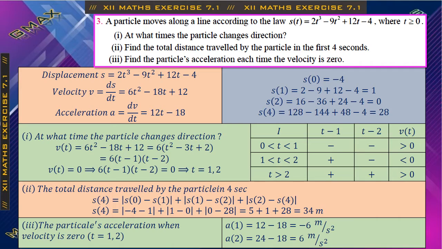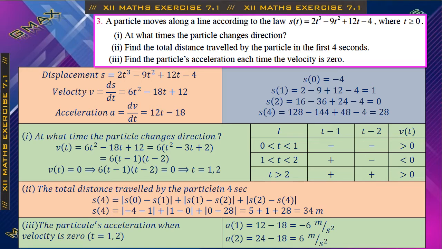The particle moves along according to a law, s of t equal to 2t cube minus 9t square plus 12t minus 4. At what time does the particle change direction? Okay, three questions are there. First, given displacement s, find velocity, which is one definition of displacement, and find acceleration, that is another definition of velocity. So first we are making use of the differentiation formula, only the first formula. Alright, we are finding velocity and acceleration.